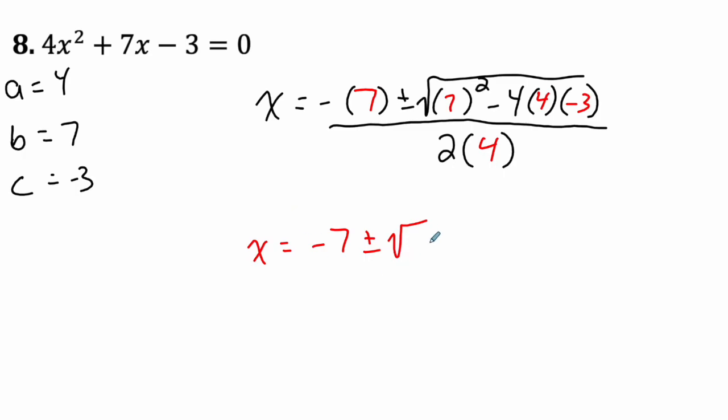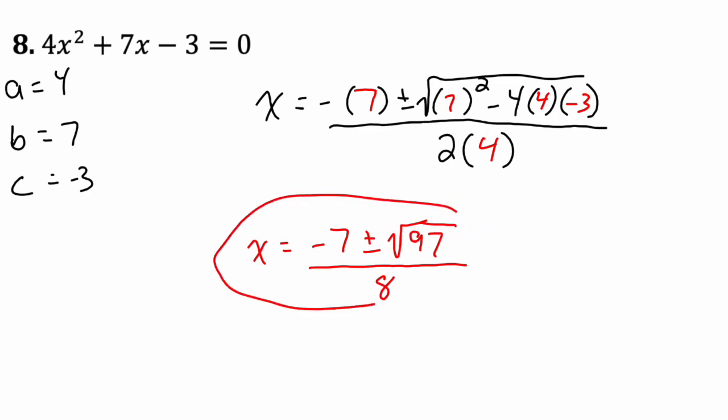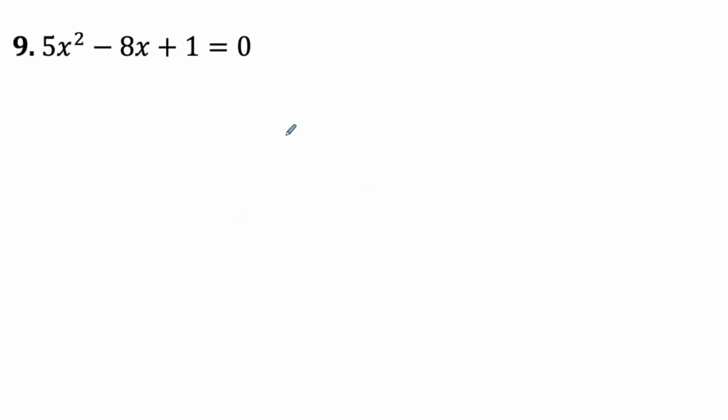I got 97, which is nice because the square root of 97 does not reduce. That is a prime number. So that's your final answer there. We didn't really have a whole lot to do after plugging in our numbers, so that's it. All right, 2 more left.